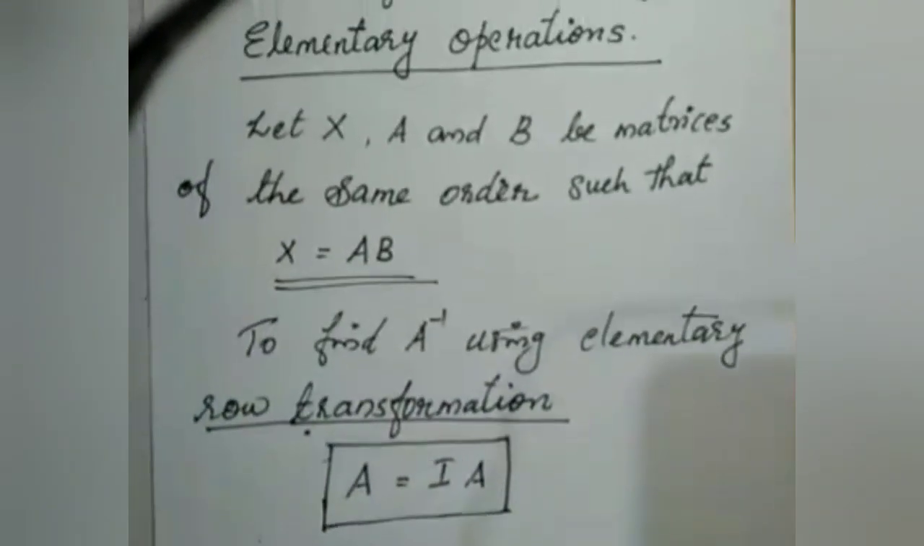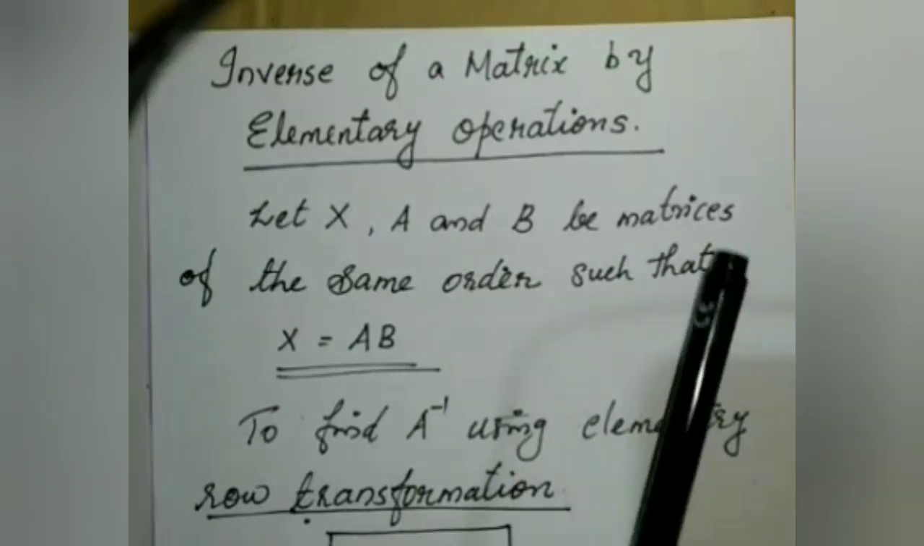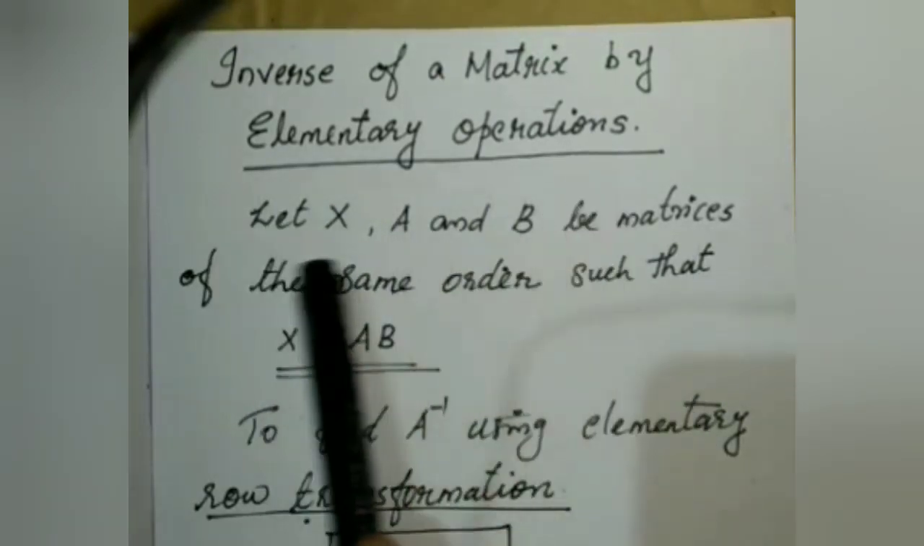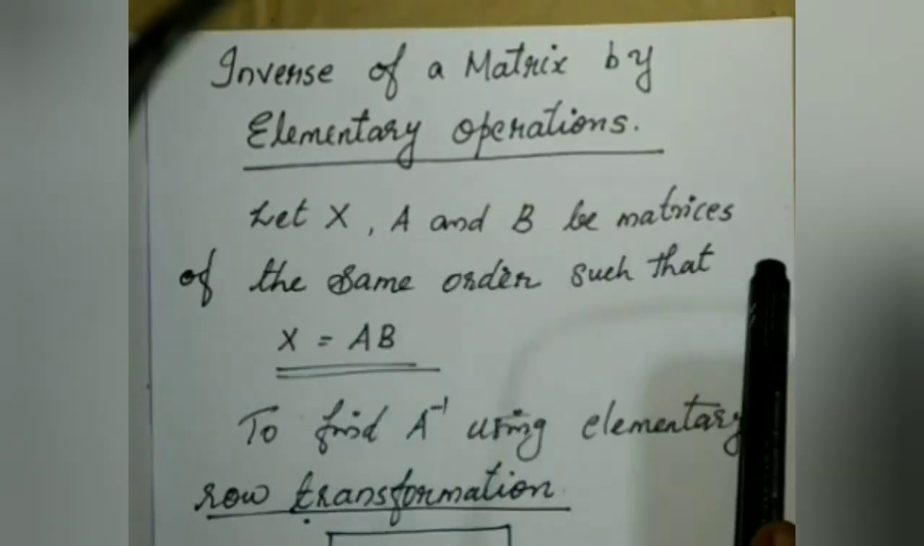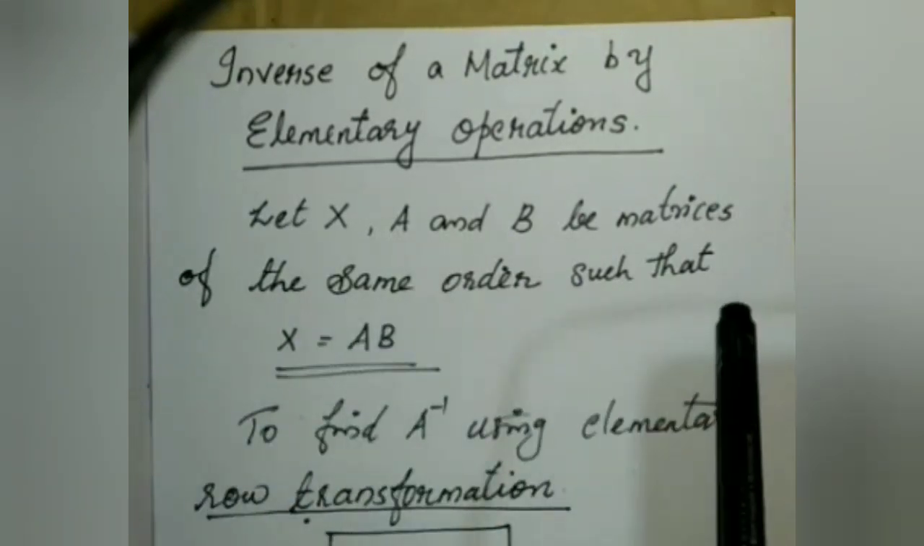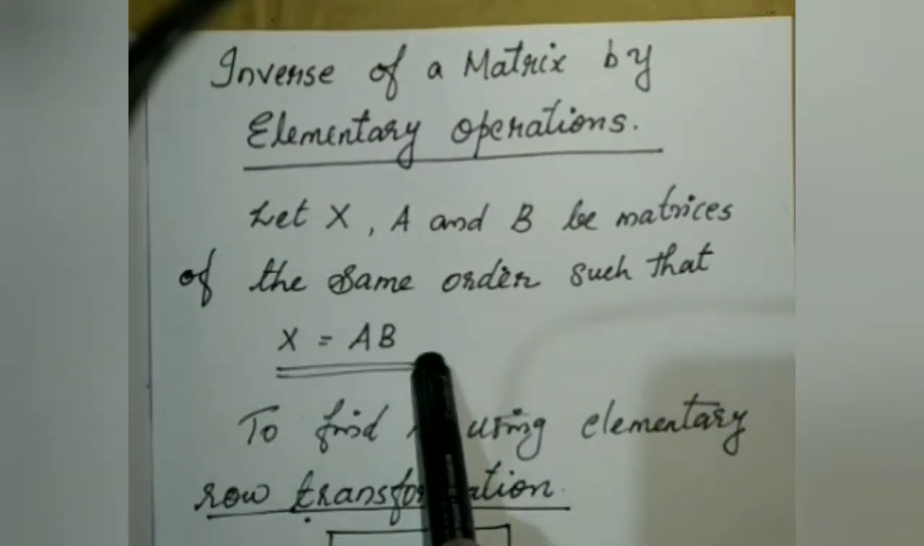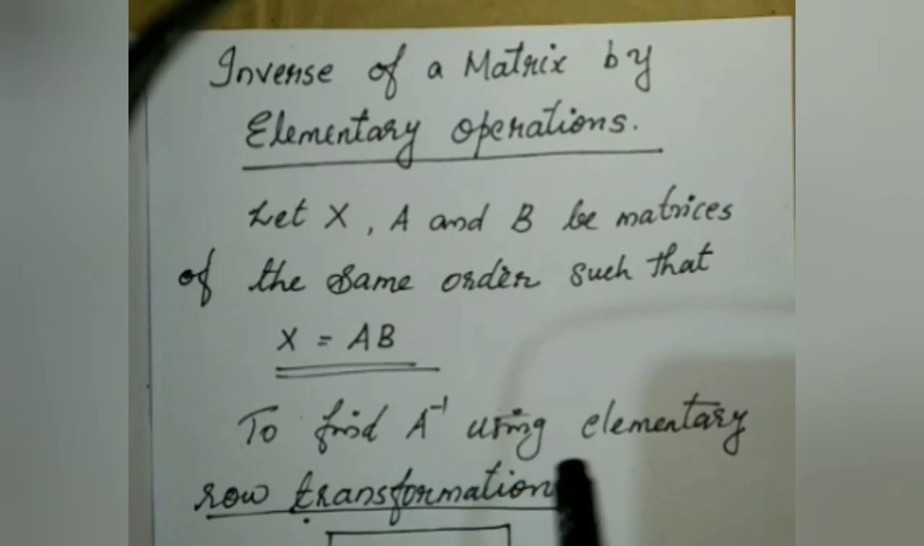And the last one is inverse of a matrix by elementary operations. That is, let X, A and B be matrices of the same order such that X equals AB. We have to find A inverse using elementary row transformations using the equation A is equal to IA. So first we have to study the row operations and the column elementary transformations, and next day we will start the exercise questions. Thank you.